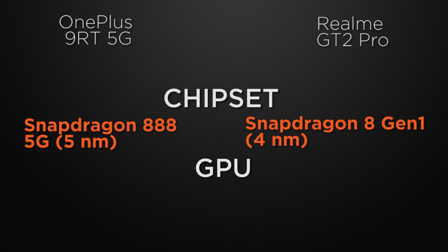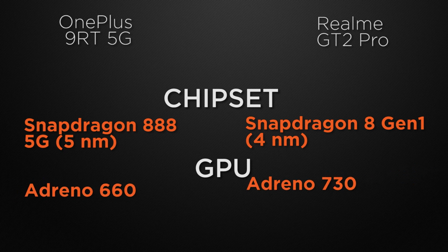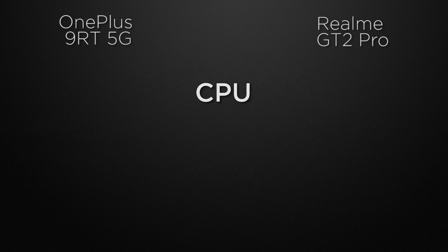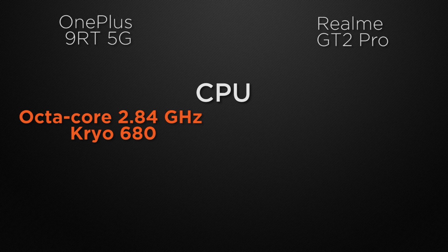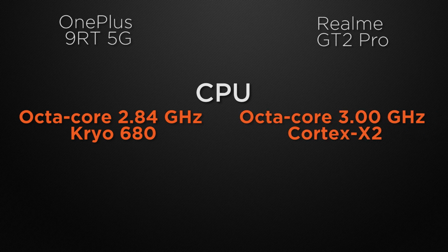And about the GPU of the devices, 9RT is packed with Adreno 660, whereas GT2 Pro is packed with Adreno 730. So the winner here is GT2 Pro because it have newer generation of GPU which can give you best gaming experience. Let's talk about the clock speed of the devices. 9RT can clock at 2.84 GHz based on octa-core Kryo chipset, whereas GT2 Pro can clock at 3.0 GHz based on octa-core Kryo chipset. So the winner here is GT2 Pro because it have faster clock speed.